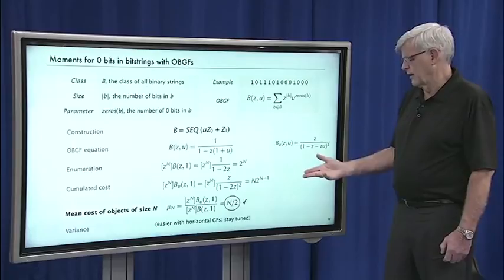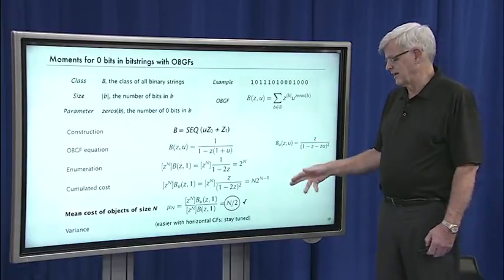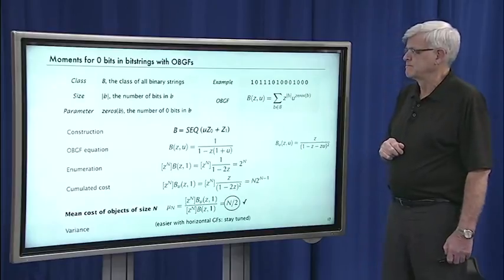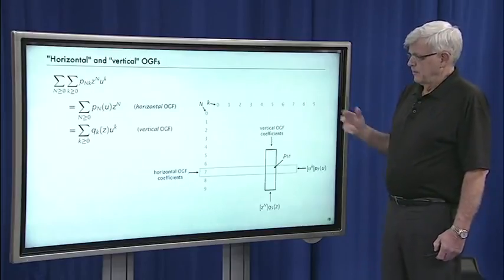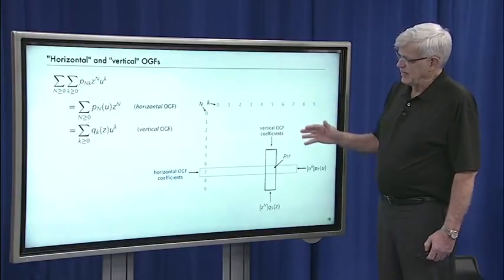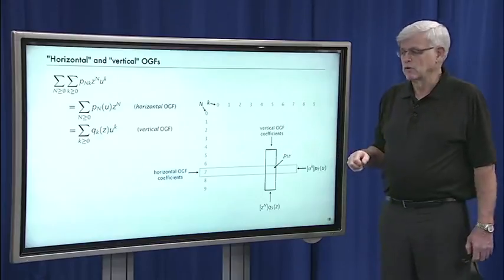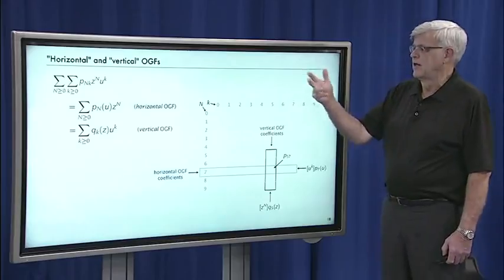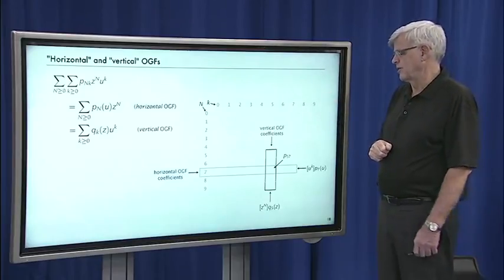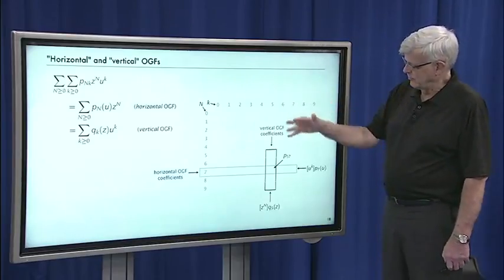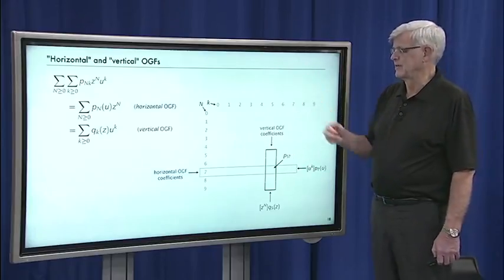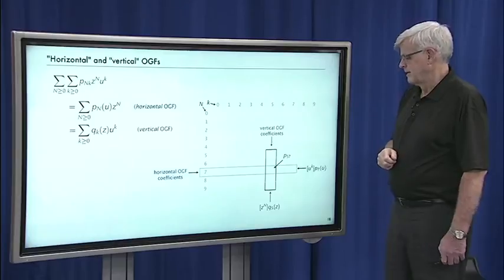So we're not going to compute the variance because there's an easier way to do it that we'll talk about in just a second. Okay, now I mentioned the idea of horizontal and vertical generating functions that go with bivariate generating functions. And so now I want to take a look at moment calculations using these methods.